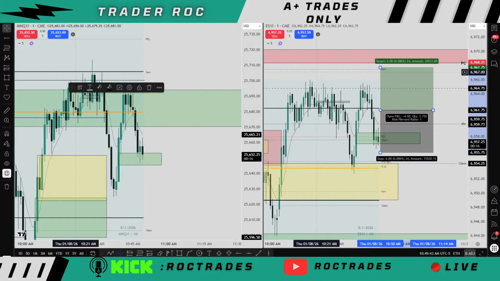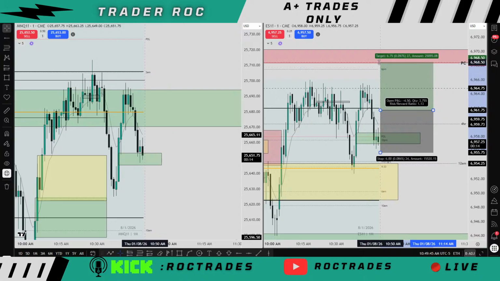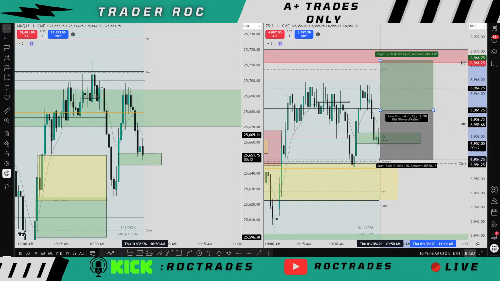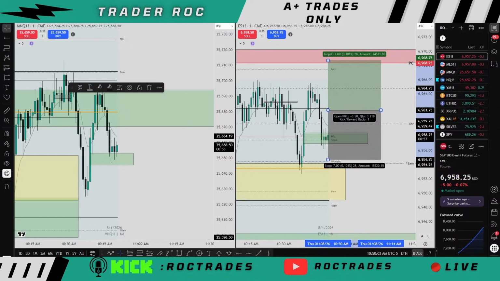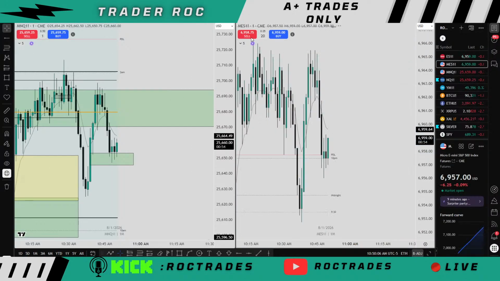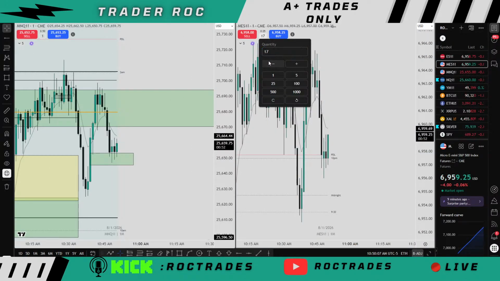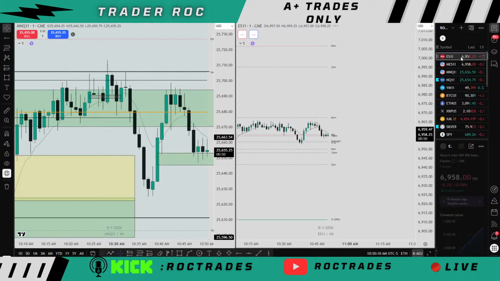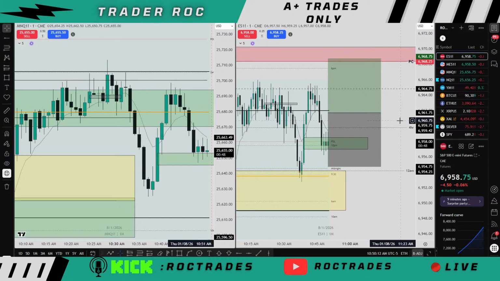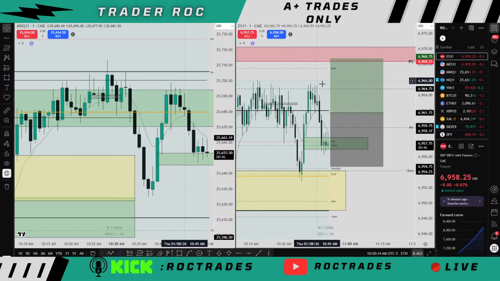6.5 for about 6 points. Oh no, we can go 7 points here. Get a safer stop. 7 for 7. 7 points would equal 14 micros. So I can go like 17 contracts, just adding 3 to what 500 would be. So it'll be like 600, 700 bucks.